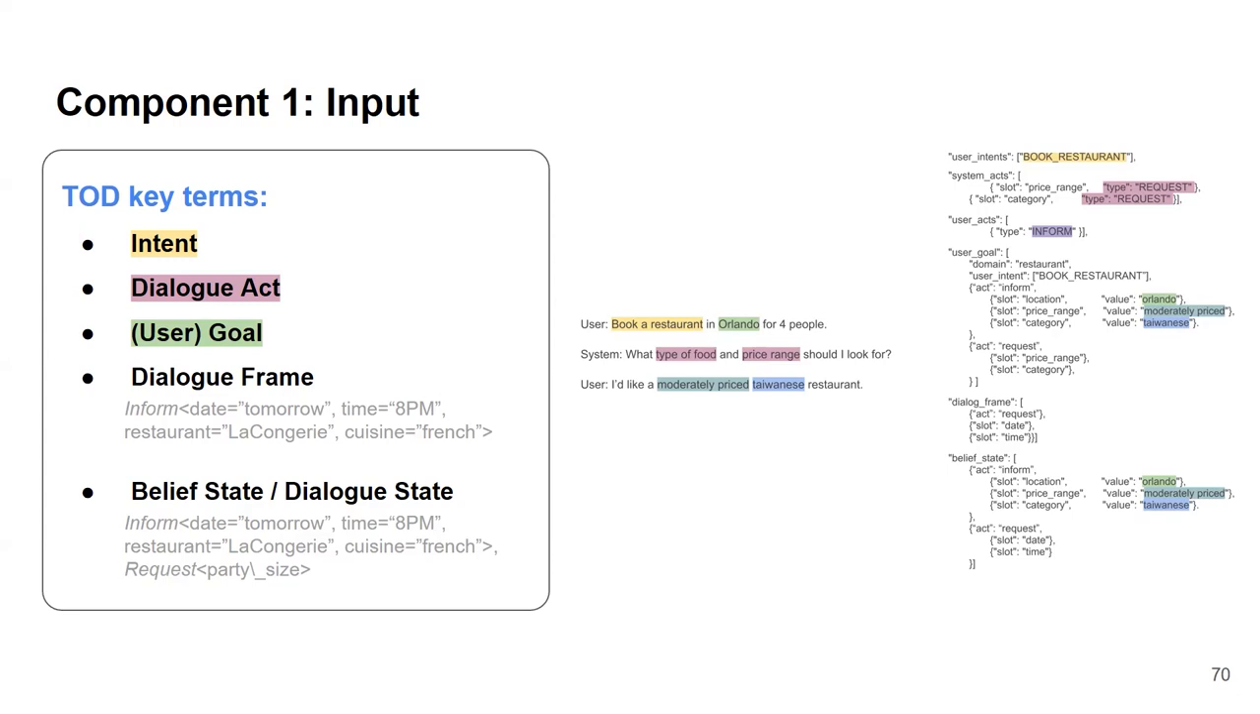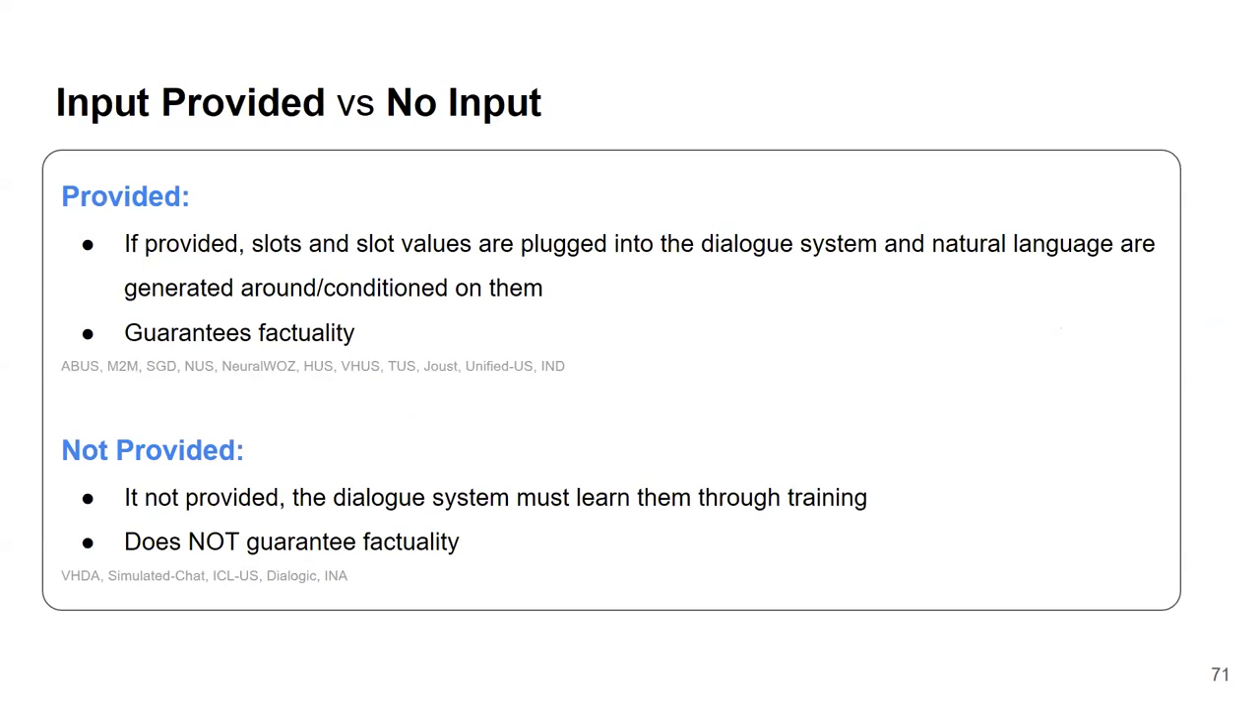So you have intents, for example: do you want to request information? Do you want to inform the user of something? Then you have a user goal in green that you want to make sure that you fill in as many slots and slot values as possible in order to reach that user satisfaction.